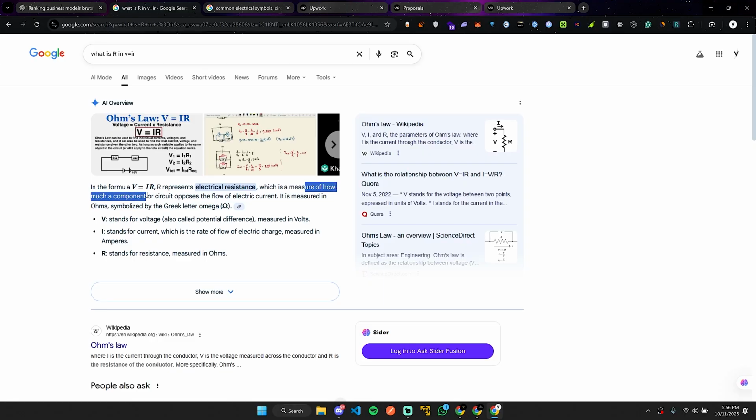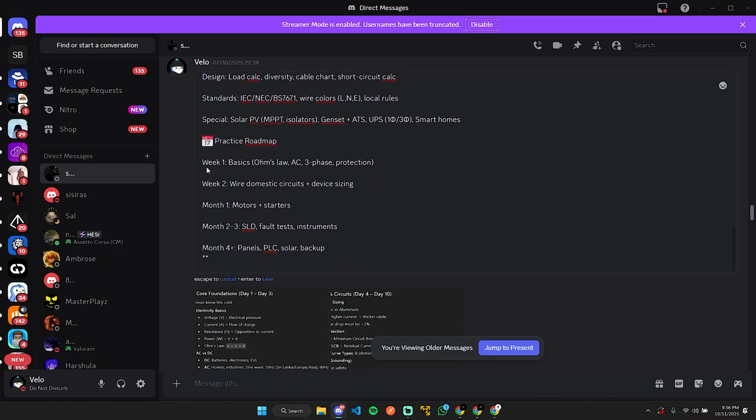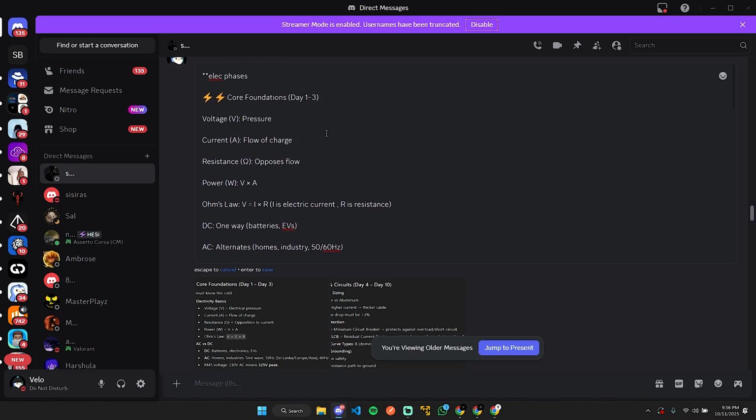Resistance measures how much a component or circuit opposes the flow of electric current, is measured in ohms, symbolized by the ohm symbol. Exactly. So let's just copy that. Done. I don't spend too much time beating around the bush on this. So let's go ahead and put that here.